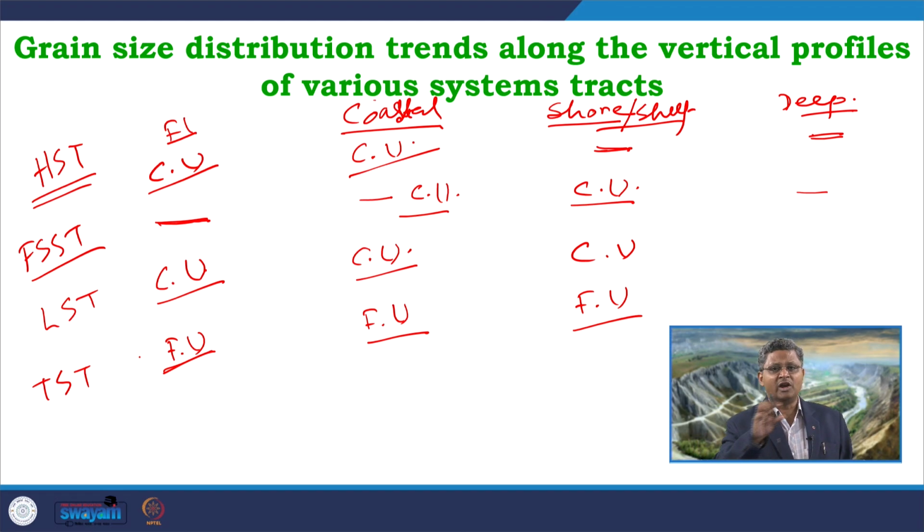But if it is entirely within the shelf area, there we cannot get any trend because it will be the same kind of sediments. And in the deeper part of the basin, there we can expect either a coarsening upward or a fining upward trend, depending on in which part this is occurring.